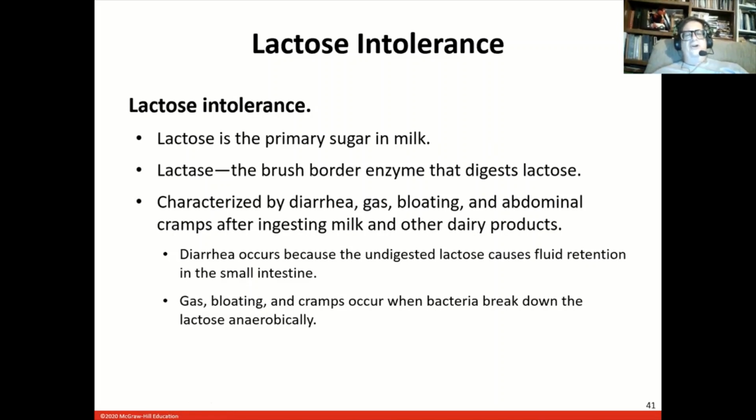And this will cause bloating and gas. The diarrhea is your body's like, I don't know what to do with it, get it out. And abdominal cramps. So people who can't digest milk have a lot of trouble with many of the things that we eat. Like I said, gas, bloating, and cramps are from anaerobic breakdown of the lactose, and it hurts.